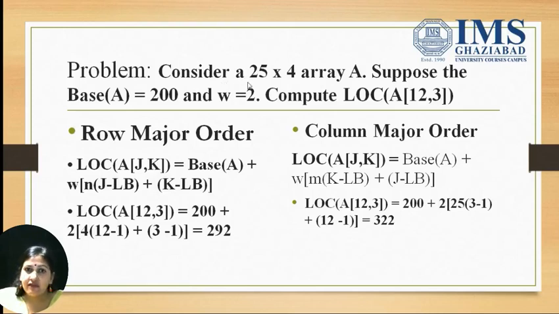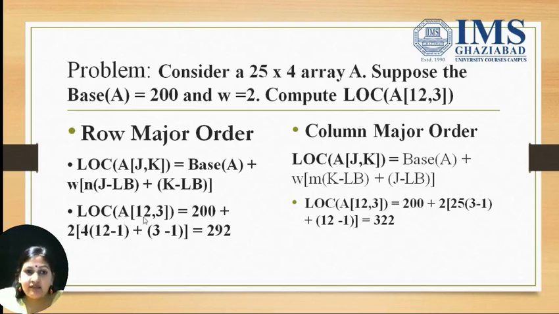We have a two-dimensional array 25x4. That is, this array contains 25 rows and 4 columns. We are given the base address of this array, that is 200. We know W is equal to 2. We have to find the address of the element stored at location 12, 3, meaning the 12th row and 3rd column. Now we can see we have the formulas for both.